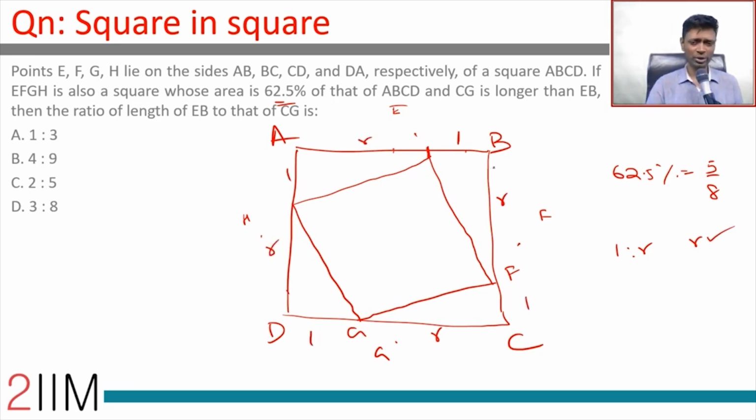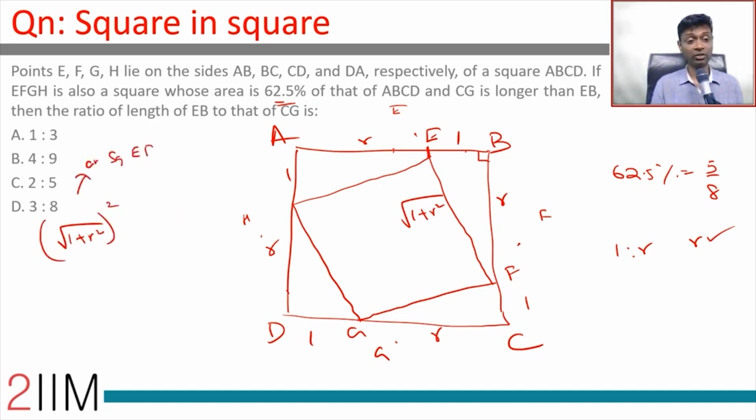And so now this question becomes very simple. We use a little bit of Pythagoras theorem. We can find that this EF is square root of 1 plus R square. So area of square EFGH is square root of 1 plus R square, the whole square. Area of square ABCD is 1 plus R, the whole square.